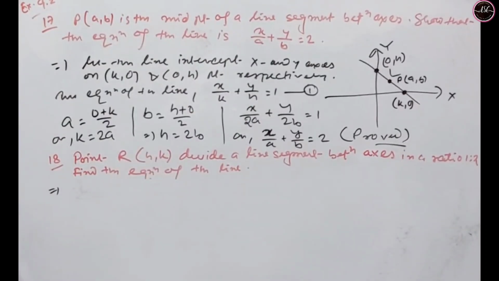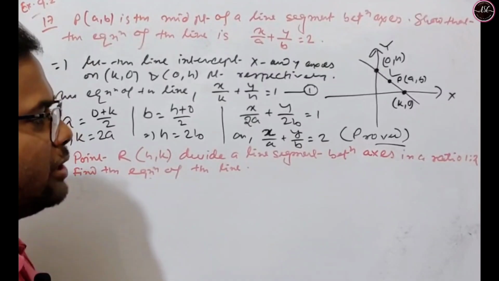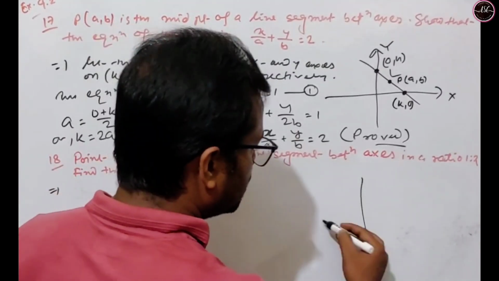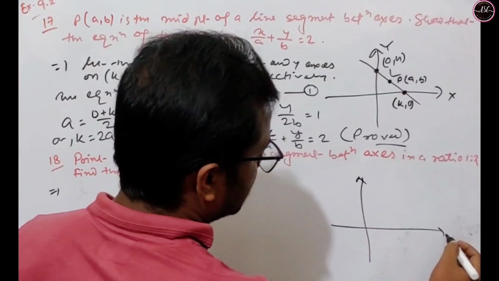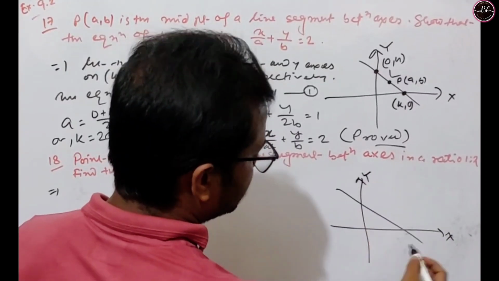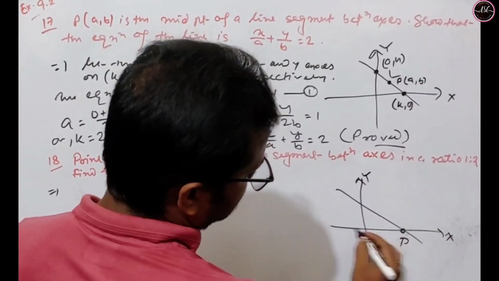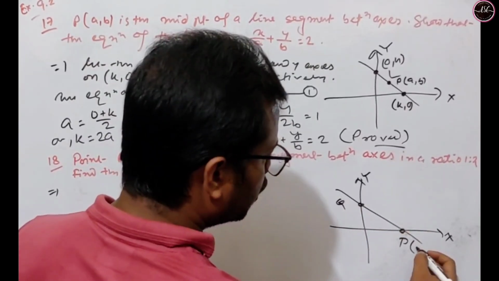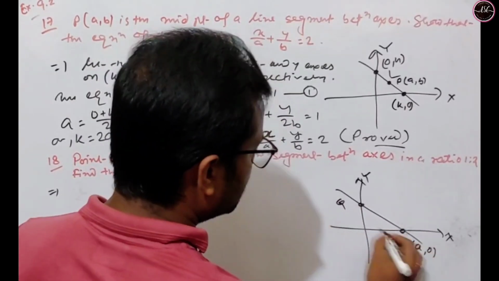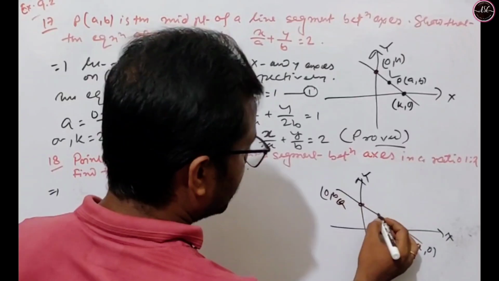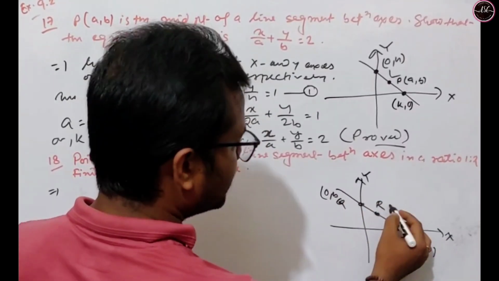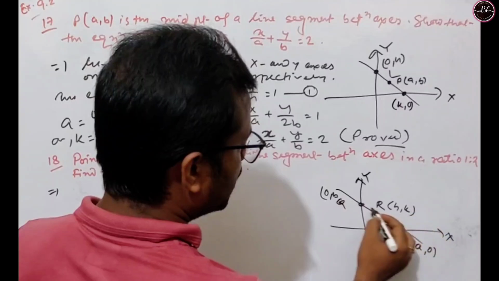Now look at this question. Point R(h, k) divides the line segment between the axes in the ratio 1:2. Find the equation of the line. So this is the axis x and this is y. Let this line segment have intercepts P and Q. Let the coordinates of P be a comma 0 and Q be 0 comma b, and R is the point that divides this line segment in the ratio 1:2.